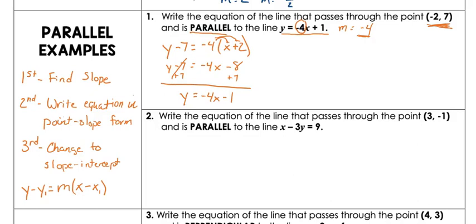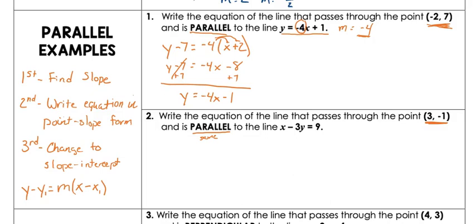When they're looking for an equation in slope-intercept form, my steps are find the slope, use point slope form with the information I have, and then change it into slope-intercept form. So we're going to do the exact same thing with number 2. Write an equation of a line that passes through 3, -1. Well, there's the point they want me to use for my point slope. And it's parallel, that's important. I'm looking for the same slope as x minus 3y equals 9.